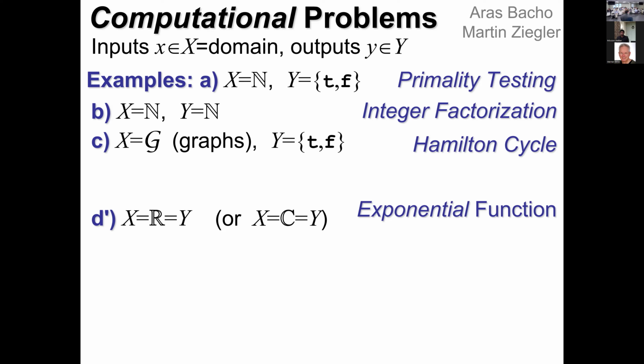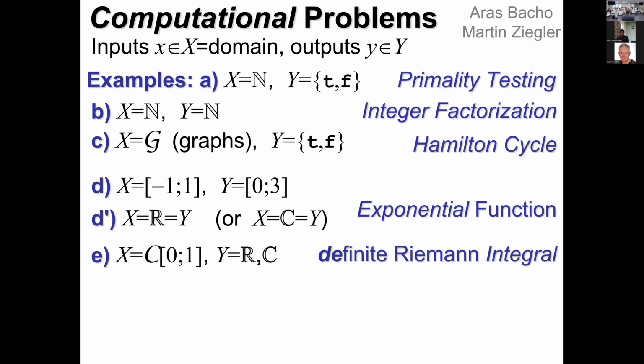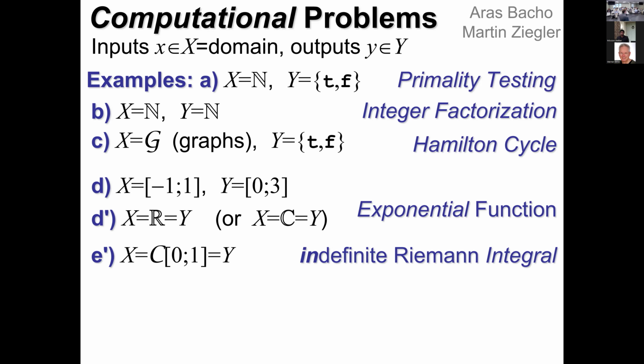or the complex plane. The compact setting is when we maybe restrict to the unit interval of the reals and then the corresponding output interval. When we consider definite Riemann integration, the input space is a space of continuous functions. The output is a real number. Indefinite Riemann integration, the output space is also a function space.